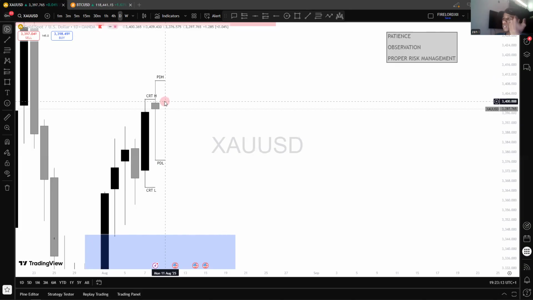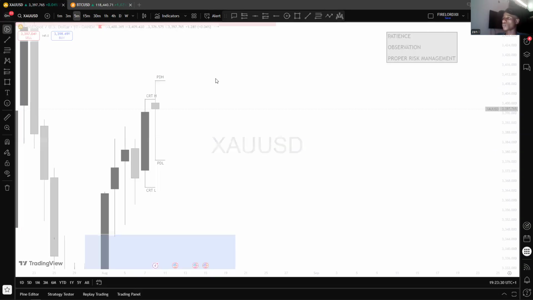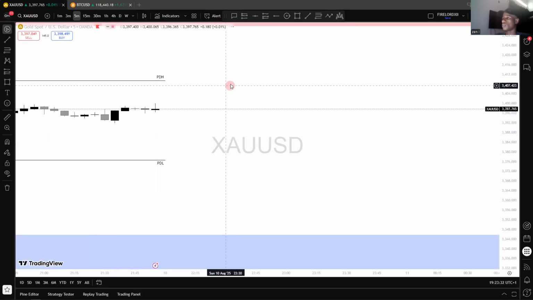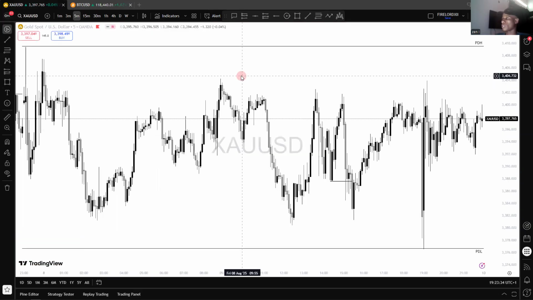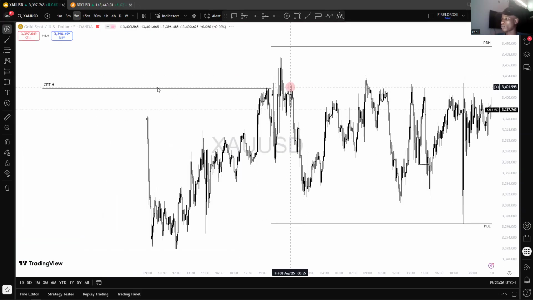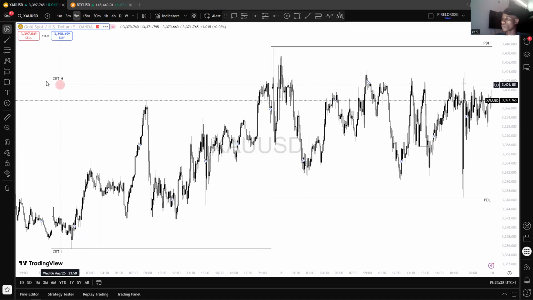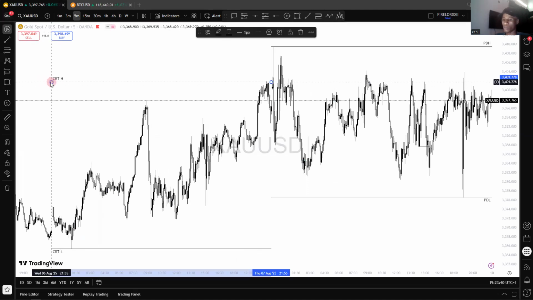If price opens and sweeps this high, what we're waiting for at that point would be market structure shift, then break of structure, and we take our trade and follow it. You understand that kind of thing? But till then, we're just going to be observing.